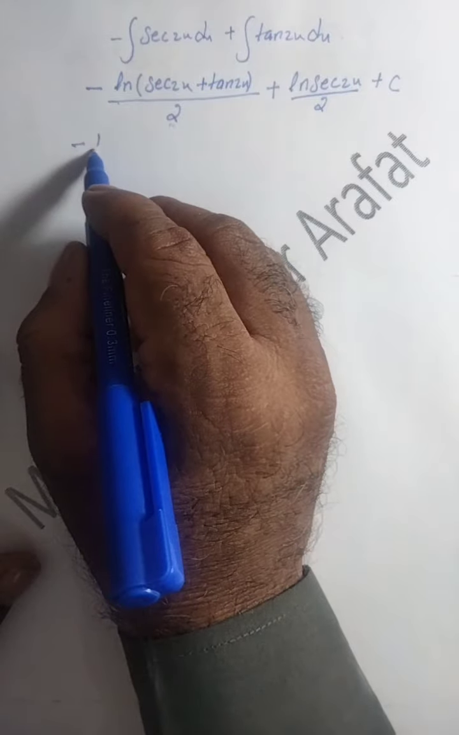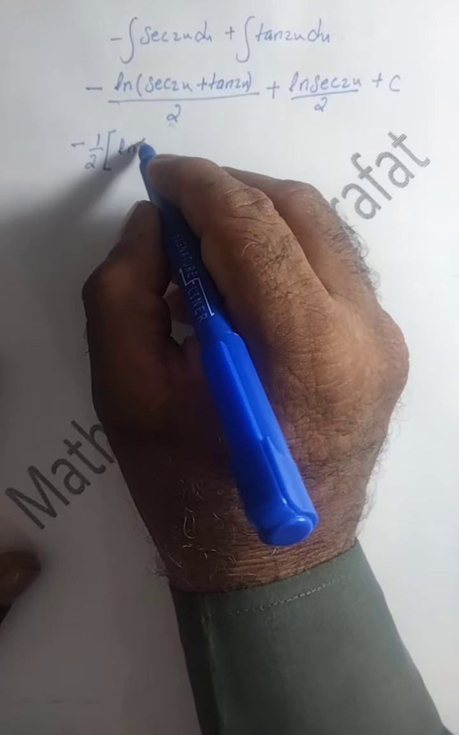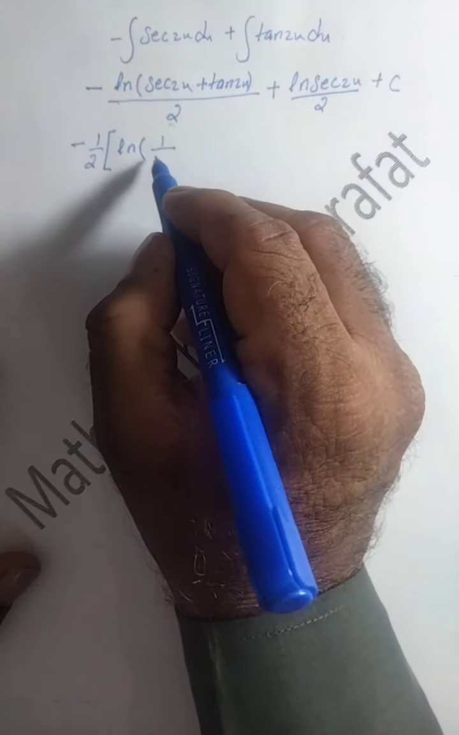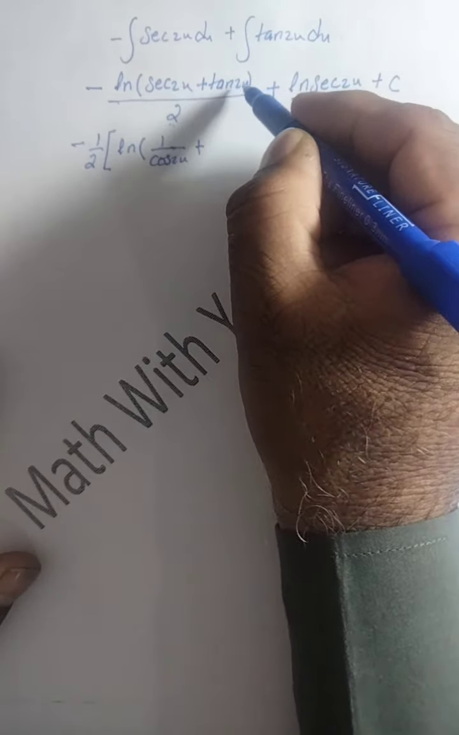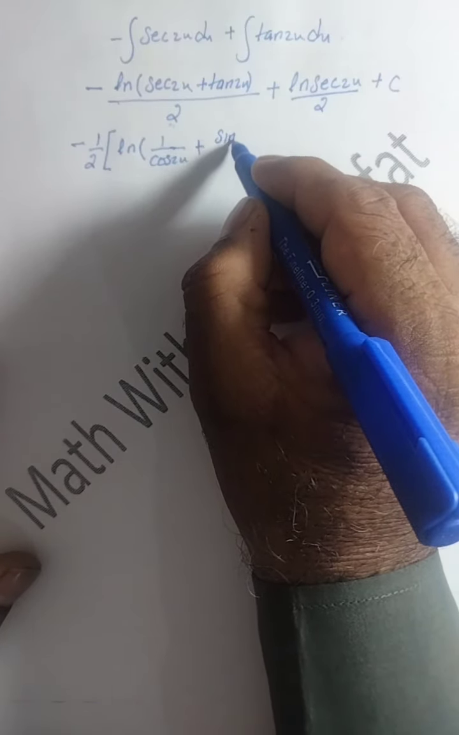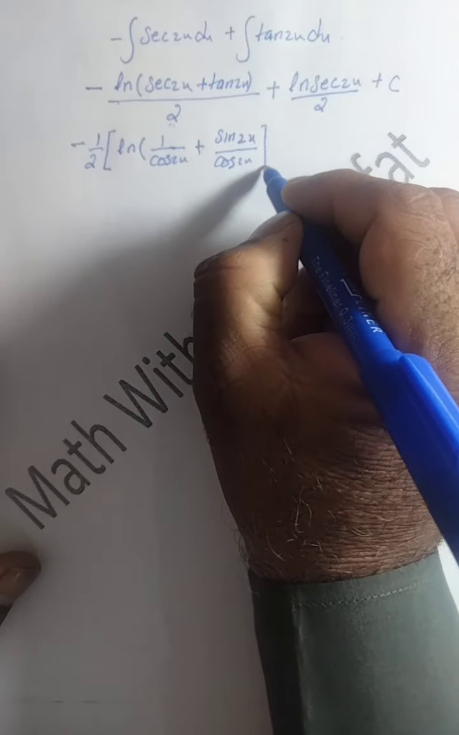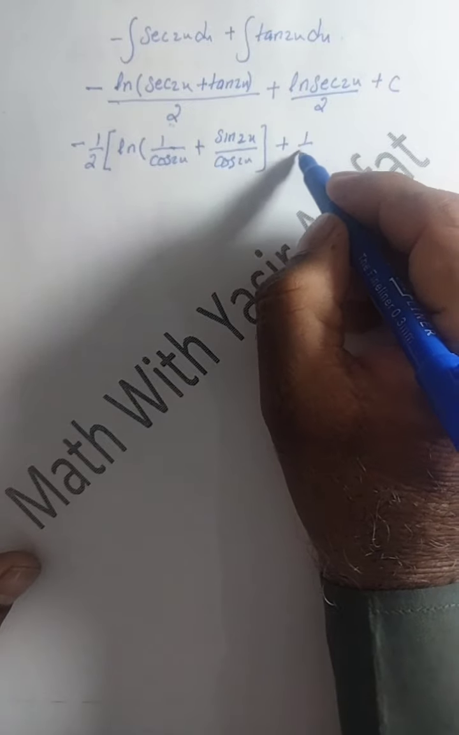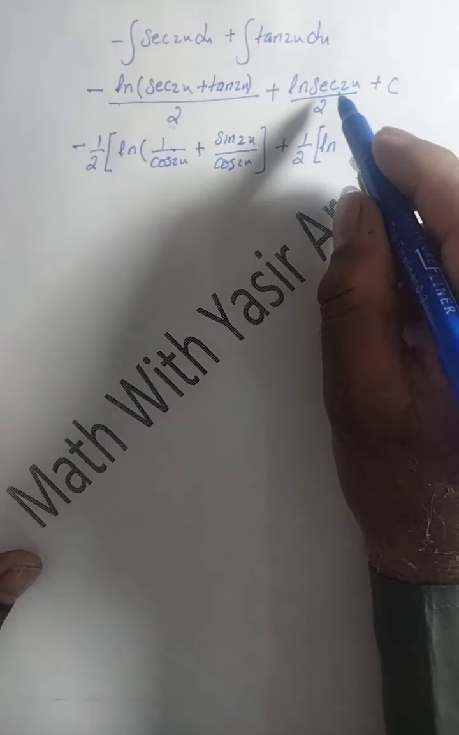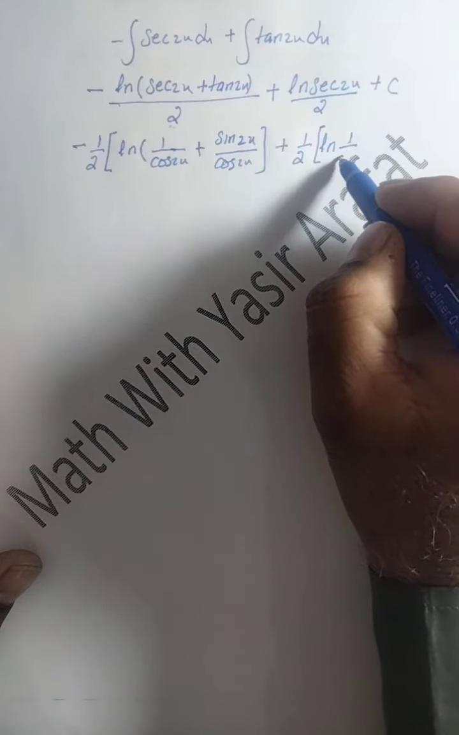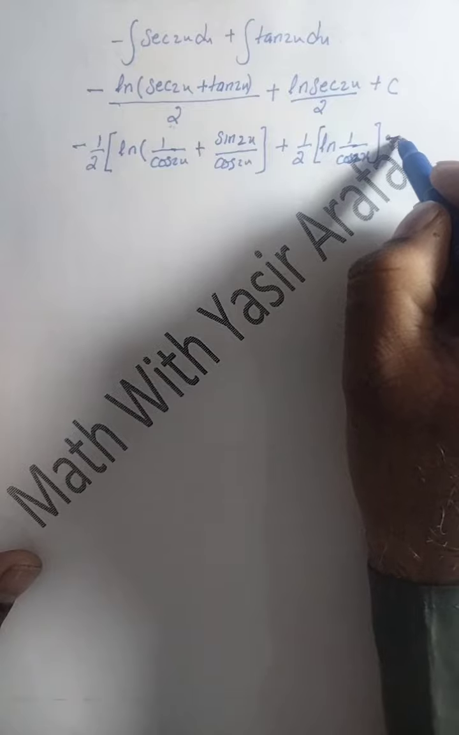Now this is minus 1 upon 2 ln of sec 2x, which can be written as 1 upon cos 2x, plus tangent 2x, which is equal to sin 2x over cos 2x, bracket close, plus 1 upon 2, and here again this is ln of sec 2x, which means we can write 1 upon cos 2x, and plus c.